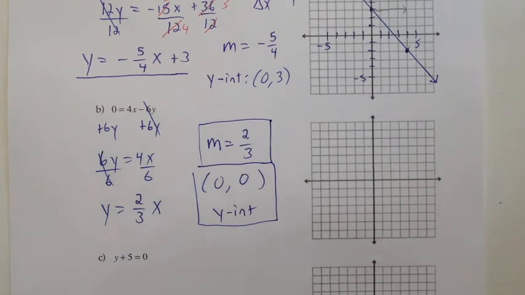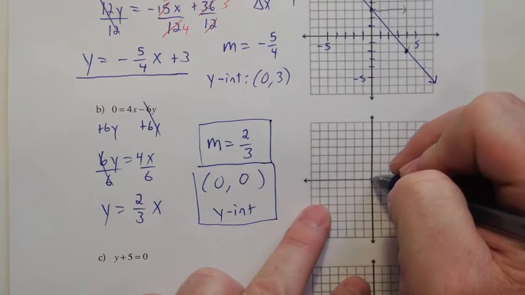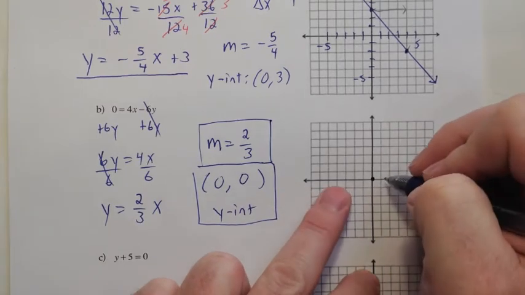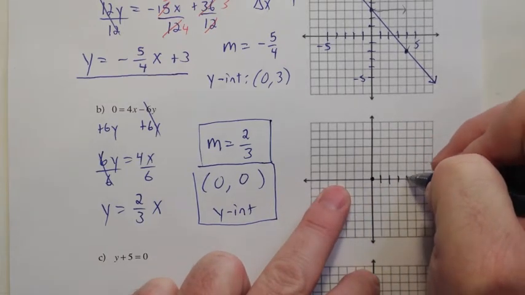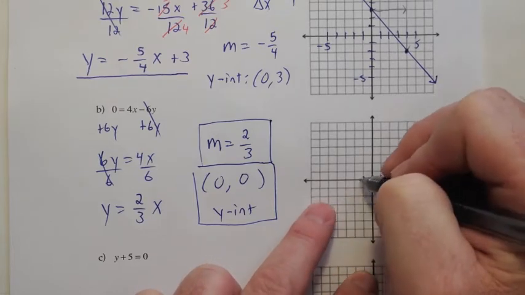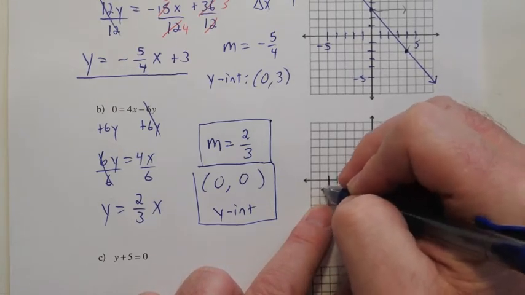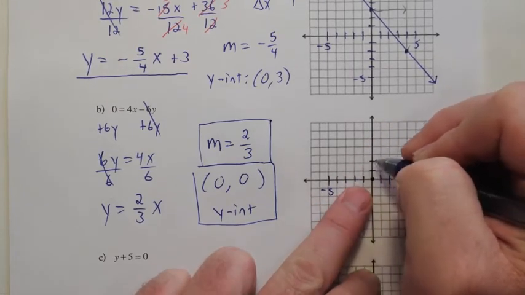All right, so we've determined the slope and the y-intercept. Now we want to use those to graph. So start off with our intercept, over 0, up 0. Provide some scale, so 1, 2, 3, 4, 5. 1, 2, 3, 4, negative 5, and same thing on the vertical.